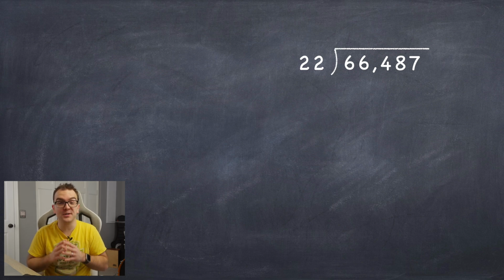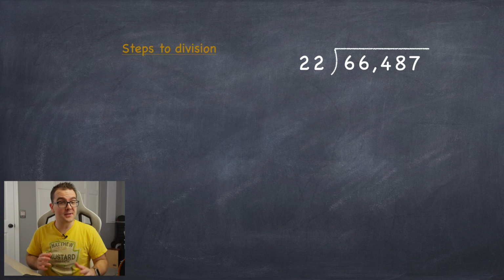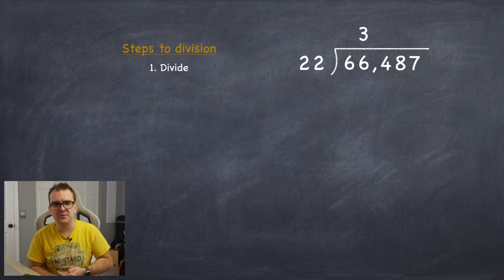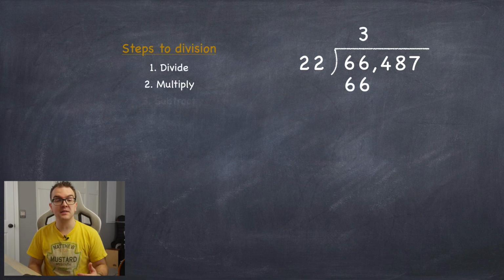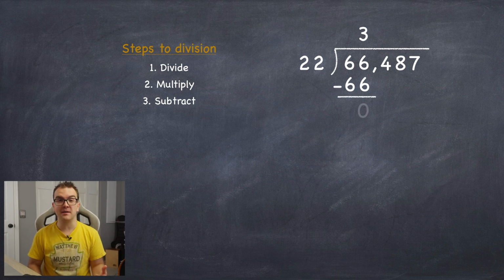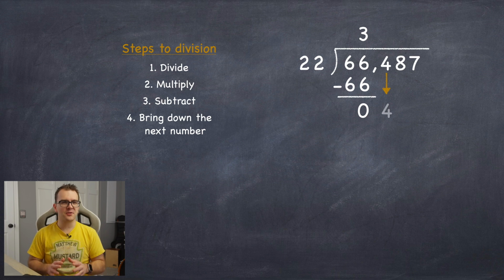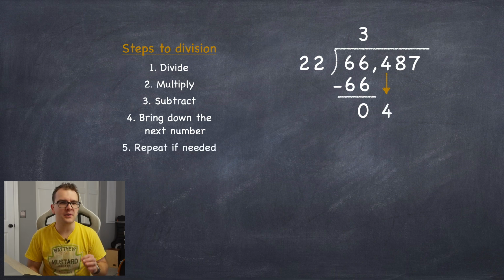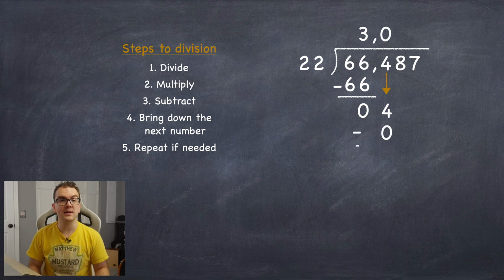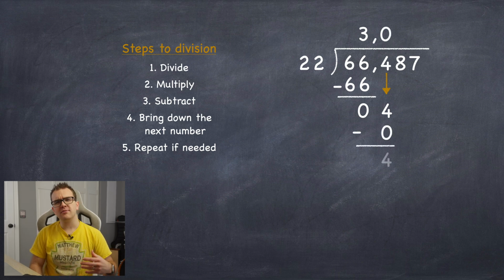66,487 divided by 22. That's a lot. So here's how we solve. So 3 times 22 is 66. 66 minus 66 is 0. Awesome, off to a great start. Now we bring down the next number and, okay, here's where things get interesting. 22 cannot go into 4, so we say 0. So 4 minus 0 is 4. Bring down the next number, and now we have 48.